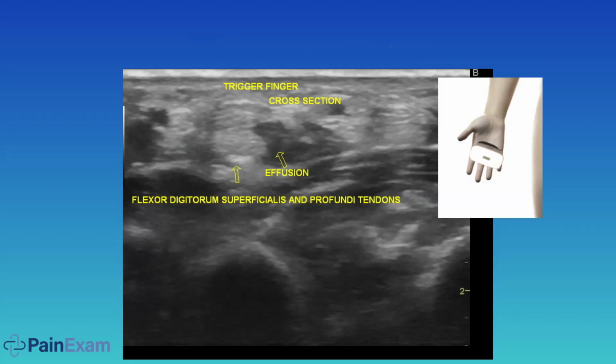So here's a cross section of the trigger finger tendon right here. Around it, you see an effusion. You may see an enlarged tendon, or the tendon may not look healthy when you do this block. This is the bone shadow. These are the metacarpal bones.